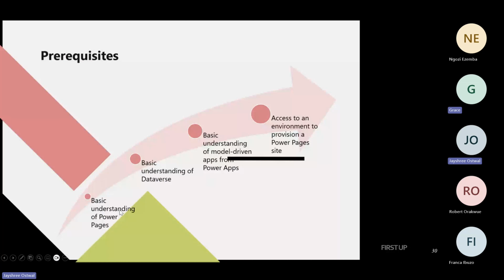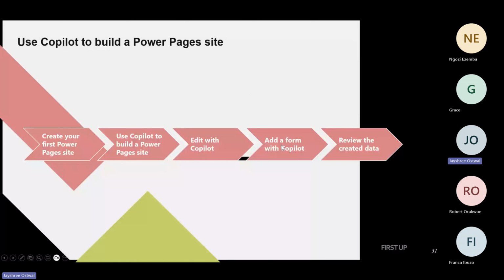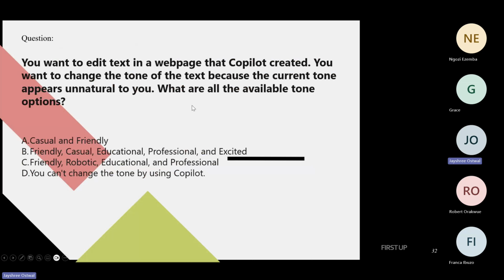Yeah, so the prerequisite for this was a basic understanding of Power Pages. We need to have a basic understanding of Dataverse and a basic understanding of model-driven apps from Power Apps. And we need access to an environment to provision a Power Pages site. So we have used our Copilot to create our first Power Pages site. We used Copilot to build the Power Pages site, and then we edited it with Copilot. We have added the form, and we have reviewed the created data. So these would be our steps to create Power Pages.